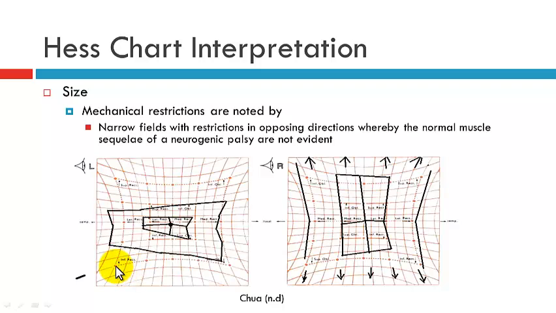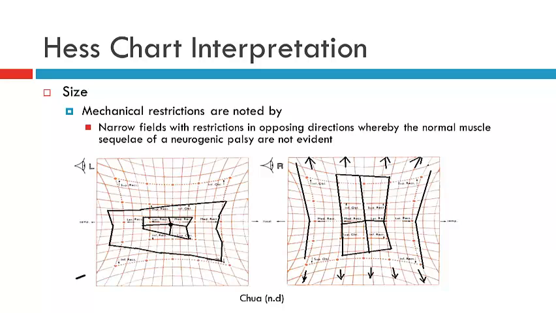So what we have here is a limitation also of levodepression and of direct depression, and a slight amount over in dextrodepression. Now, this limitation in opposing directions is what causes the narrowing, and it's not what we see in neurogenic palsies. In neurogenic palsies, if we had an underaction of the inferior rectus, we'd expect an overaction of the superior rectus. So we don't see restrictions in opposing directions.